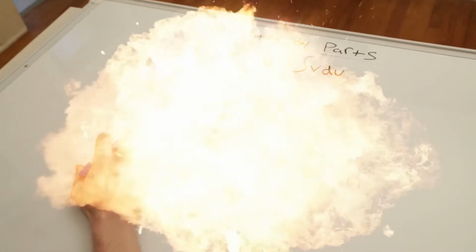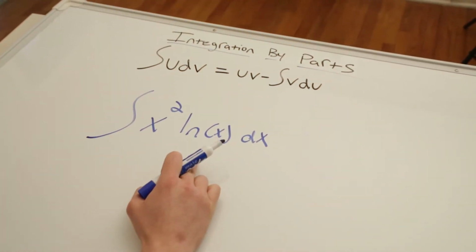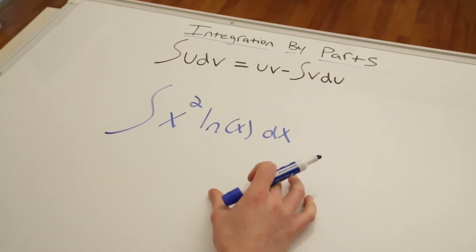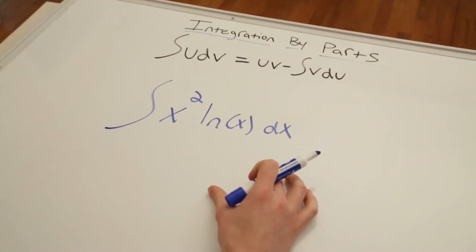And let's do one. So let's say we have the integral of x squared times ln x dx. Now, u substitution is not gonna work here. There are no rules we know for this. We're gonna have to use integration by parts.